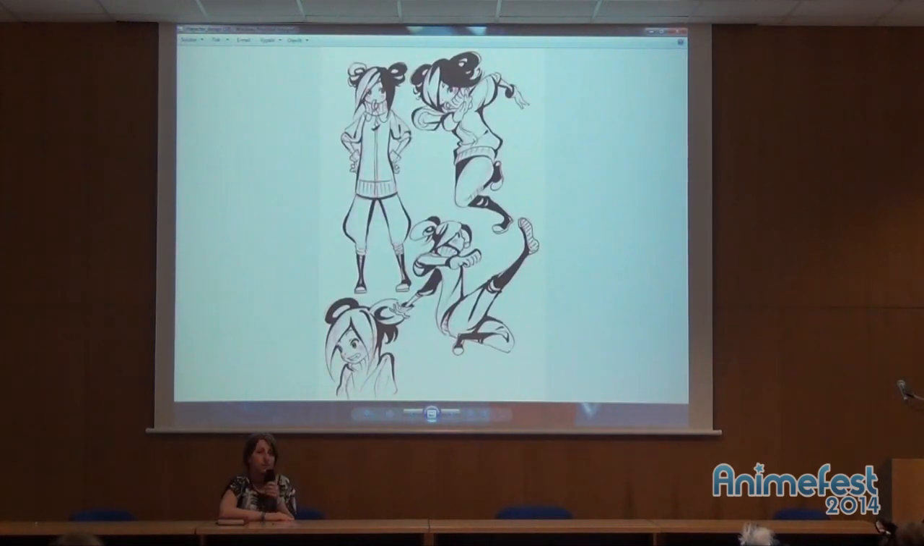Here are some action poses of the character design, which I think is also important to do. I tried a different style here, a cuter style than I often do.